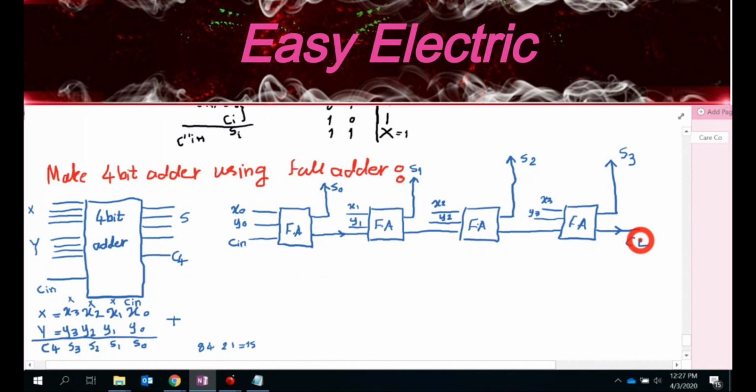Okay. So that's it. This is how you could use 4 full adders, and you made this unit that you see. Okay.